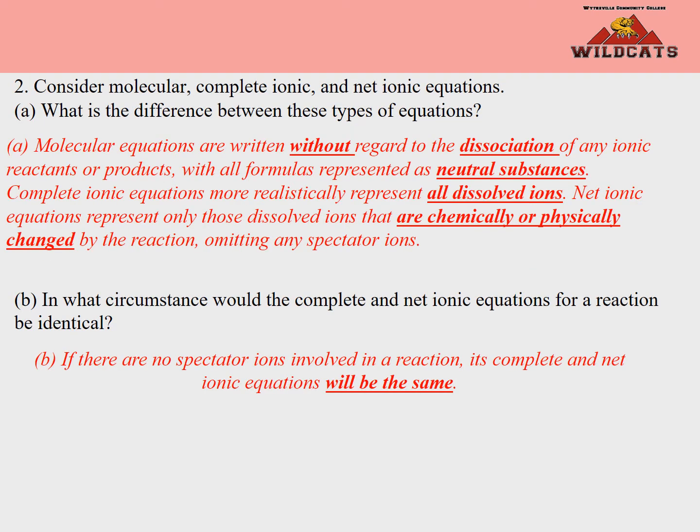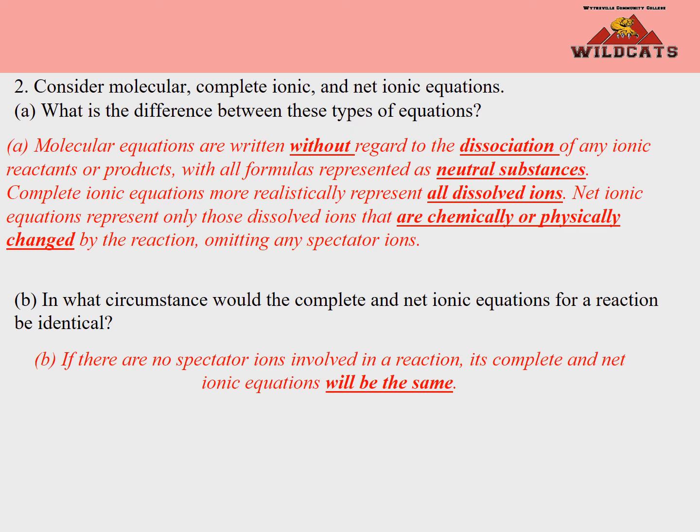Number 2, it says consider molecular, complete ionic, and net ionic equations, which we'll eventually get to. So this will give you some idea of what we're going to be covering in this chapter. And it says molecular equations are written without regard to dissociation or breaking apart of any ionic reactants or products, because ionic compounds, when dropped in water, will break apart into their individual ions. The formula is represented as, again, neutral substances.